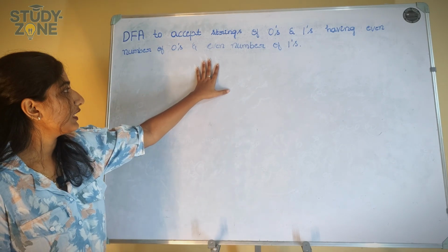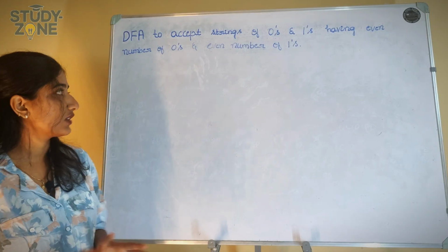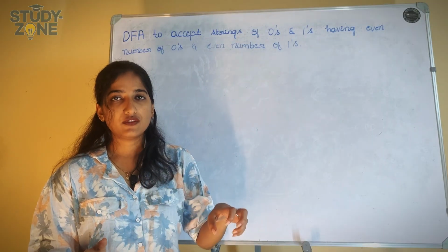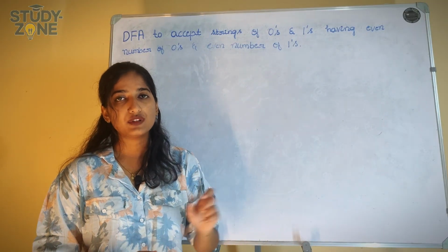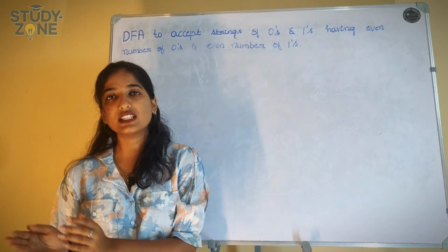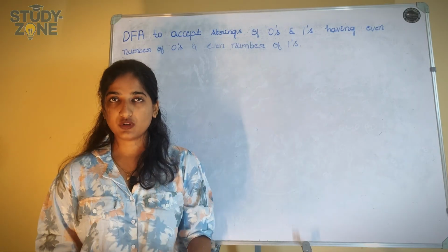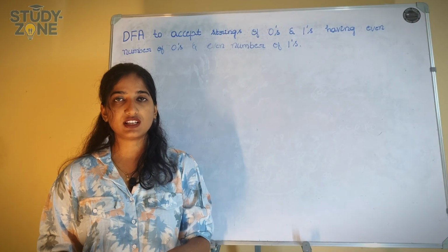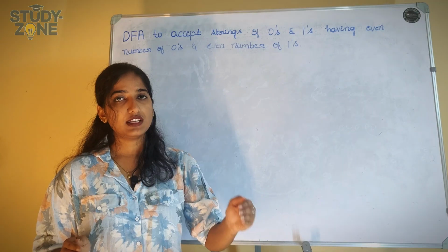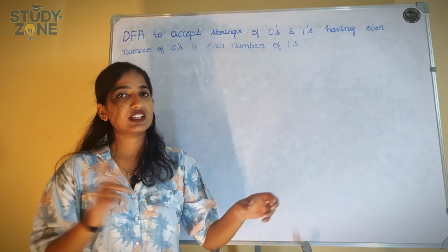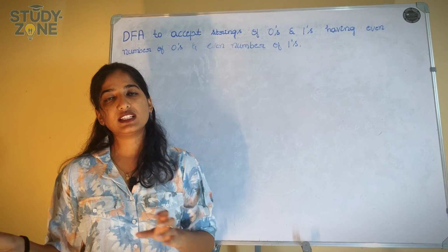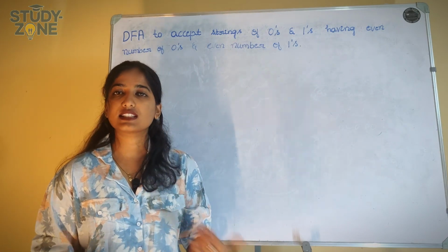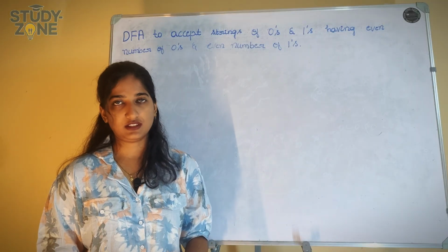Okay, so here the logic goes like this. In every step we have to check how far we have gone and what we have seen, which means we have seen zero number of zeros, or one number of zeros, or two number of zeros. Mainly we are going to check how many 0s we have seen and whether it is even or odd, and the same for 1 also, how many 1s we have seen and whether it is even or odd.